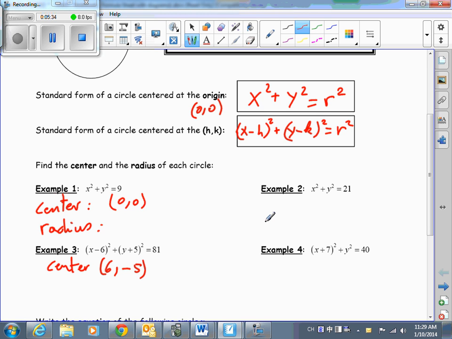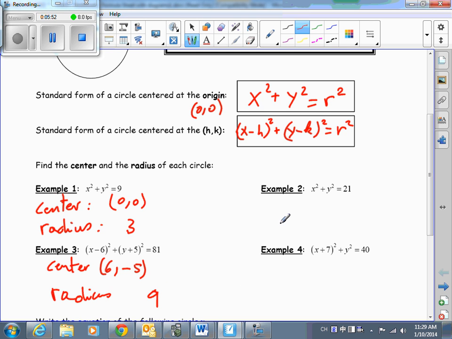What's the radius of this one? Please don't say 9. Look at it. The radius is r squared. What squared is 9? 3. Now, what's the radius in example 3?